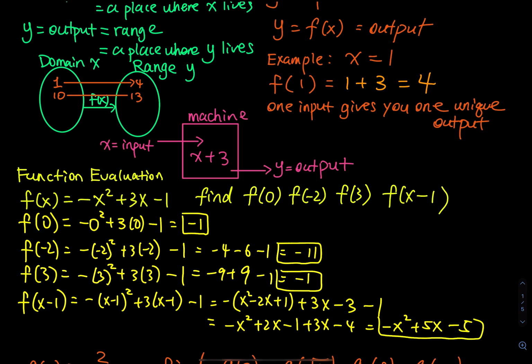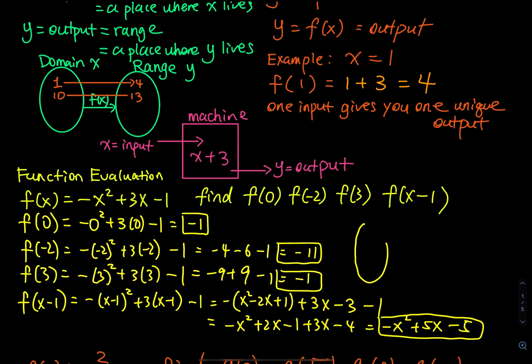Now, you may ask me, hey, you said you press a key on the domain side and then you get 1 light on the range side, right? But if you look carefully, when you let x equal 0, you get a negative 1. When you let x equal 3, you also get a negative 1. Is this okay? The answer is absolutely yes.